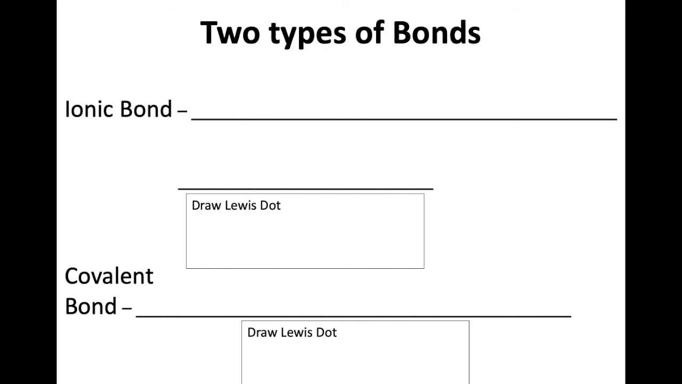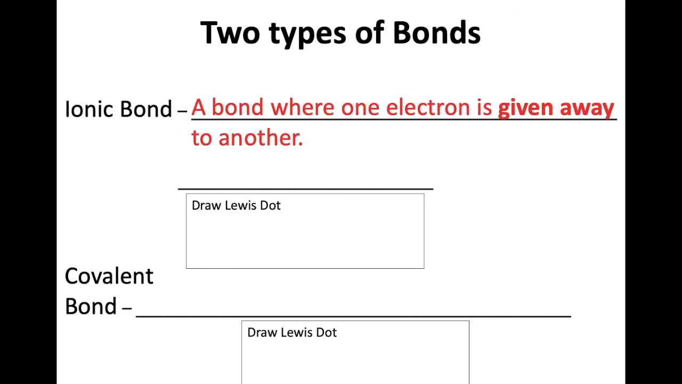There's one called an ionic bond, and there's one called a covalent bond. Now, if you ever take chemistry, you're going to go really deep into these topics. We're just brushing the surface, helping you become familiar with that terminology. So an ionic bond is a bond where electrons are being given away to one another. They're actually getting rid of the electron and giving it away.